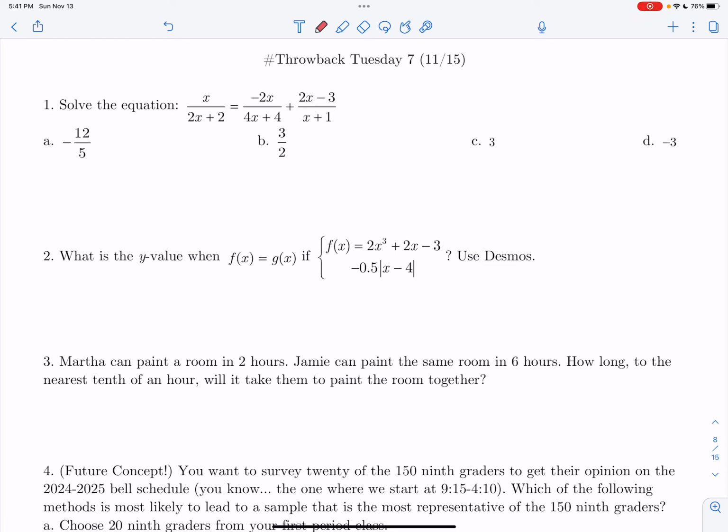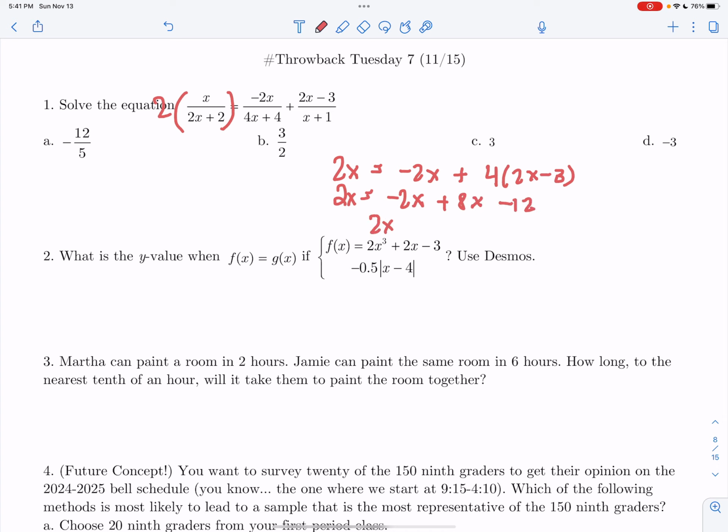And if that's your LCD, then you have to multiply 2 on the left side to get 2x. And then on the right side, you have to multiply by 4 to get that 4x plus 4. You could drop your denominator since everything's the same at this point. So now you have 2x is equal to negative 2x plus 8x minus 12. Combine that, you're going to get 6x minus 12. Subtract the 6x, you're going to get negative 4x is equal to negative 12, or x is equal to 3.